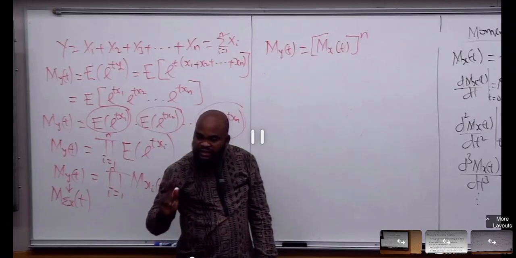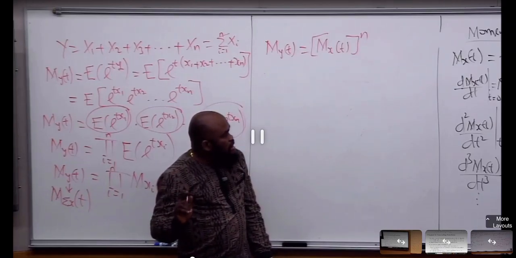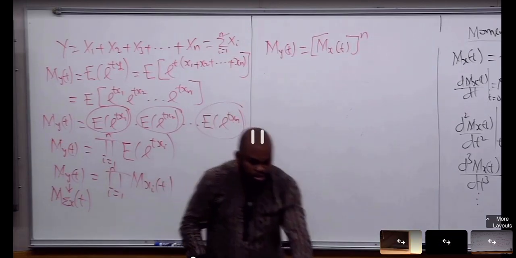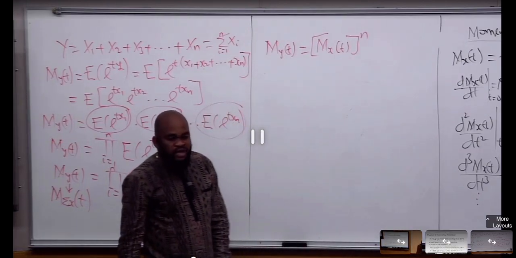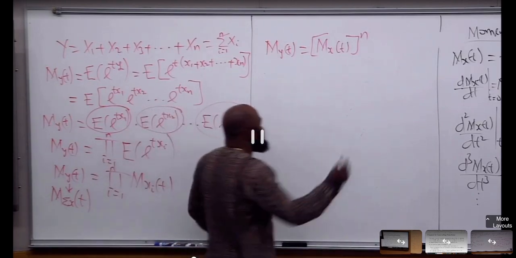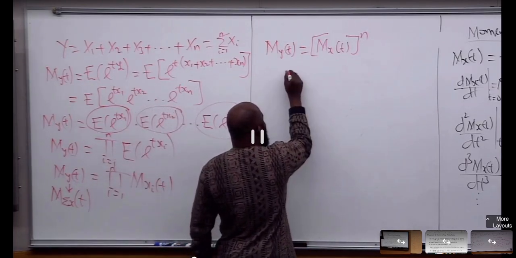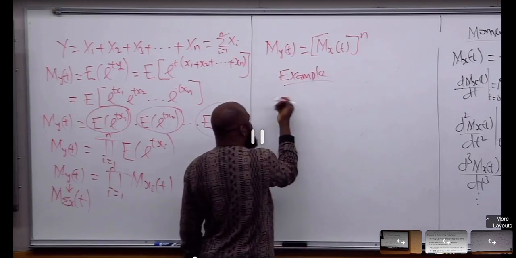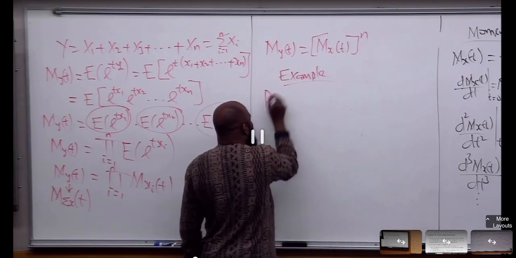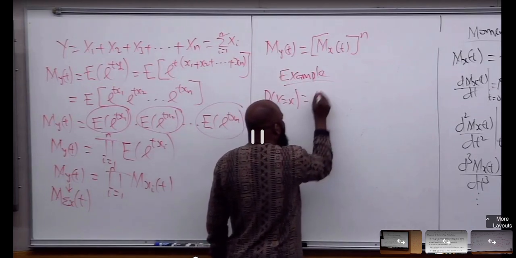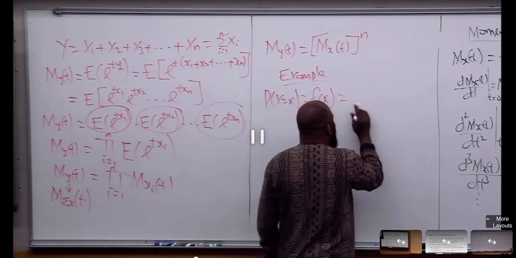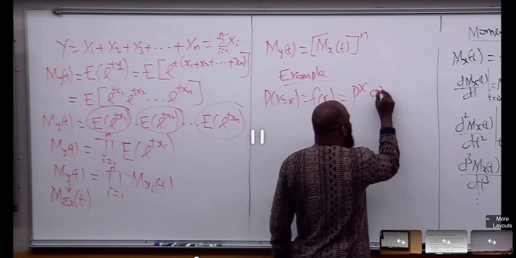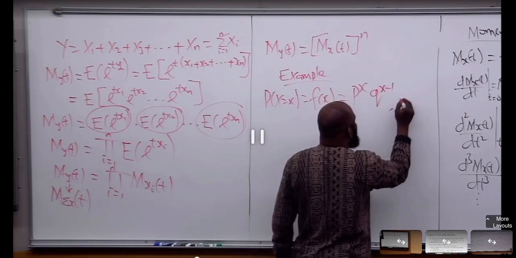An example can be found with a connection between Bernoulli and binomial. Please pay attention. Let's say I want to have an example right now. Let me first start from Bernoulli. f of x equals p raised to power x, q raised to power 1 minus x, and let's start from 0, 1.